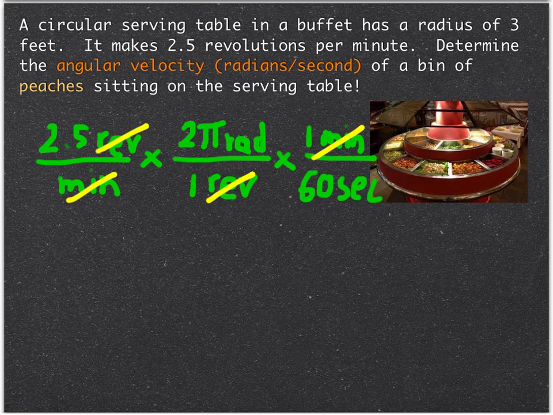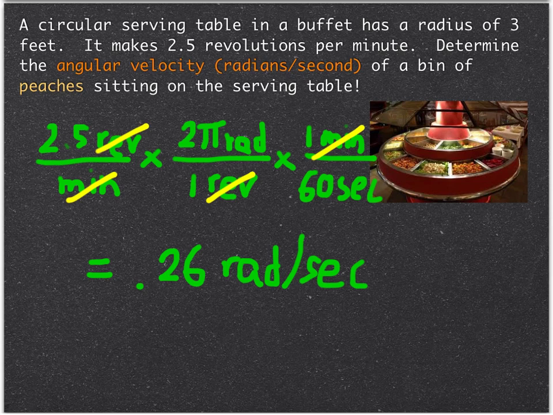So what I will have left then is radians per second, and that's what I want. I just have to multiply my 2.5 times 2 pi on top, and then divide by 60. What I should end up with for an answer, and you can double check this to see if you get the same, is 0.26 radians per second. That's how fast that table is moving around. It doesn't seem too fast because you have to be able to grab your food from there.